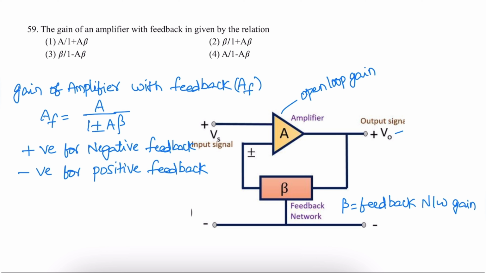So the gain of an amplifier with feedback, AF, is A by 1 plus or minus A beta. The plus symbol is for negative feedback and the minus symbol is for positive feedback. In the question, it is not mentioned whether it is positive feedback or negative feedback. So option A and option 4 are correct.